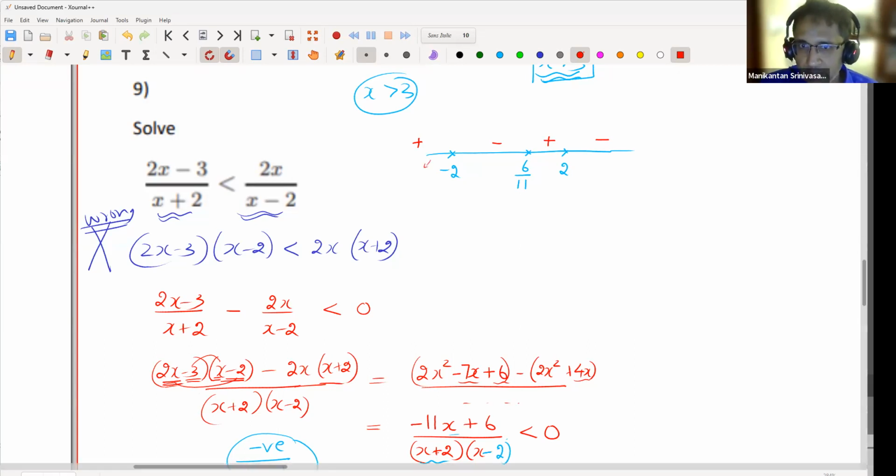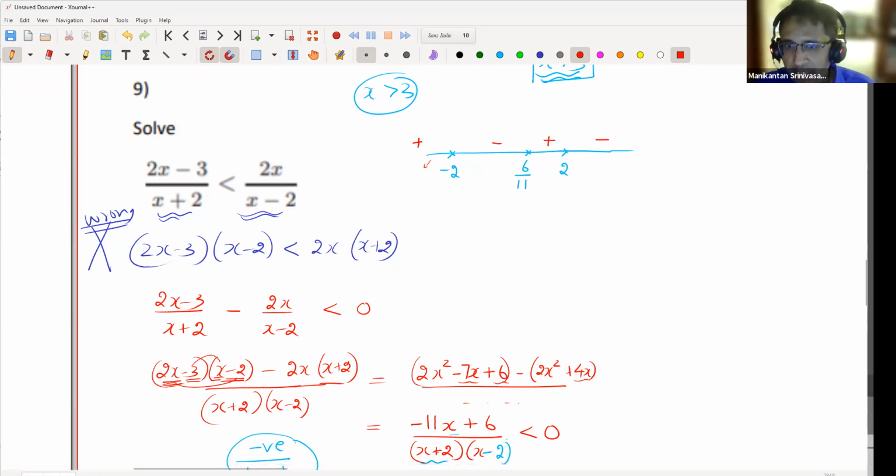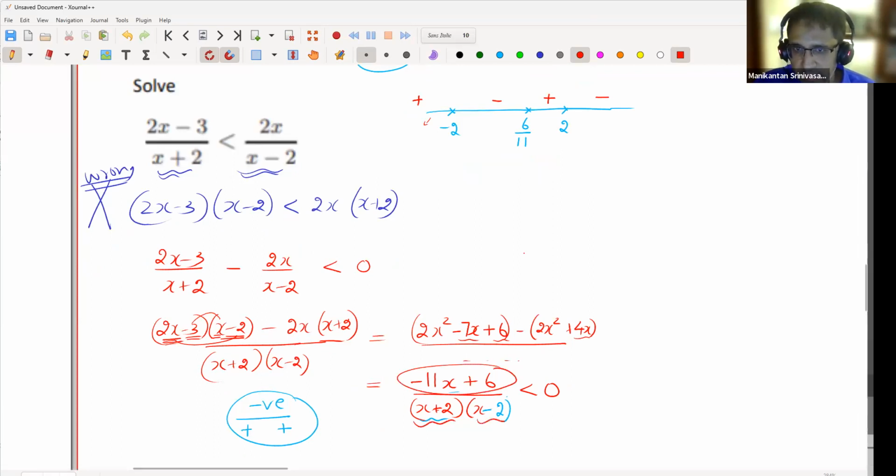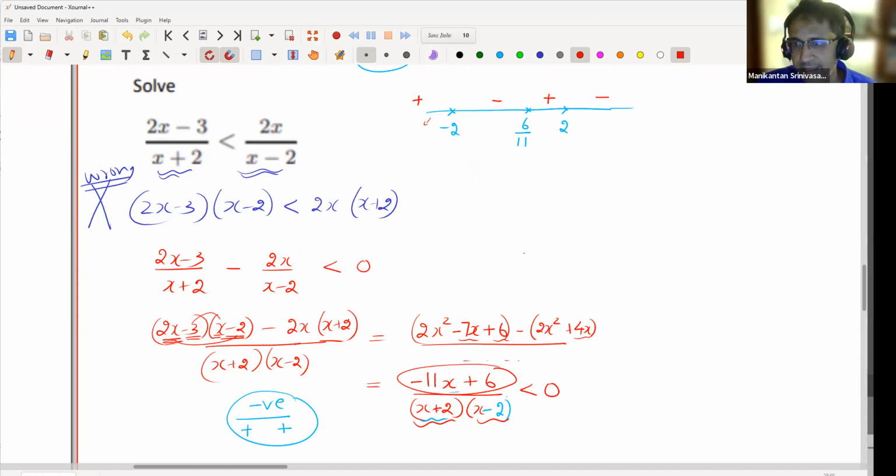Let's check, for example, to the left of minus 2, let's take a number like minus 100. If we take minus 100, then the numerator is positive. The denominator is negative times negative, which is positive. So net is positive.